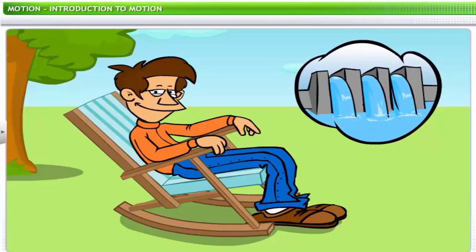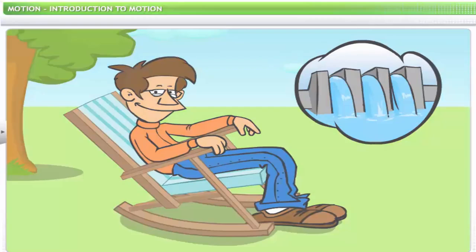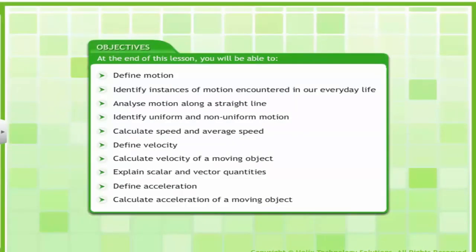In this lesson, you will learn about motion and related quantities. At the end of this lesson, you will be able to define motion, identify instances of motion encountered in our everyday life, analyze motion along a straight line, identify uniform and non-uniform motion, calculate speed and average speed, define velocity, calculate velocity of a moving object, explain scalar and vector quantities, define acceleration and calculate acceleration of a moving object.